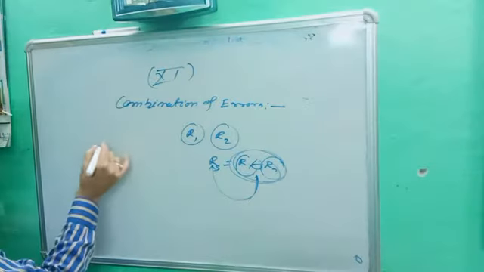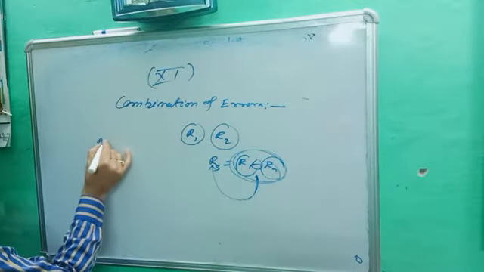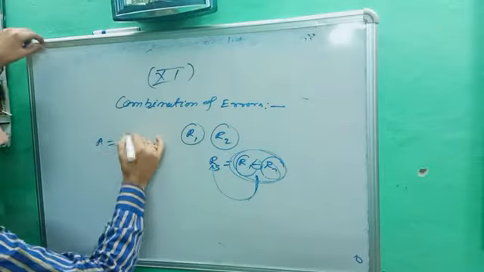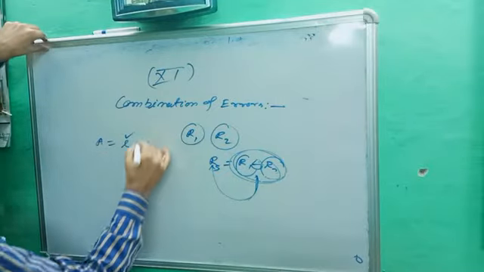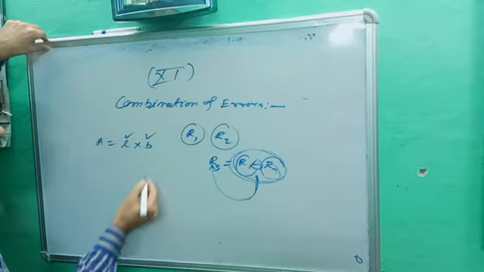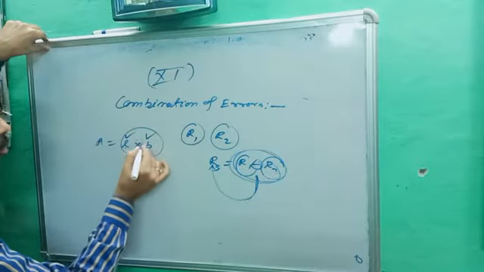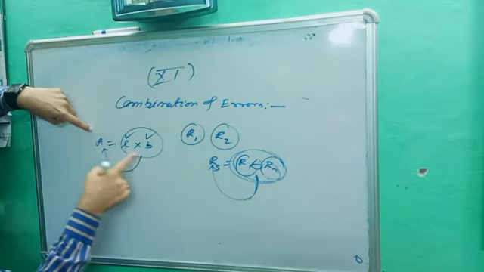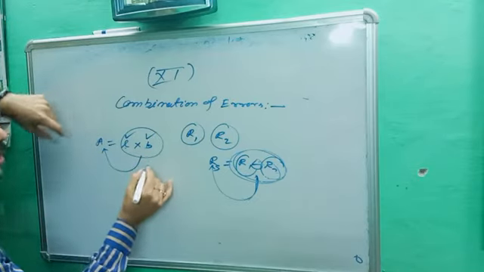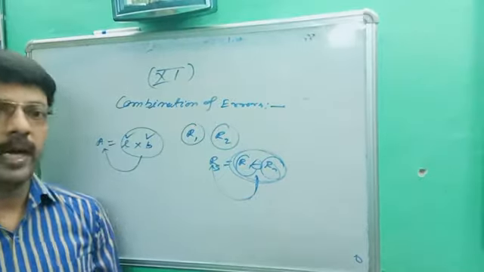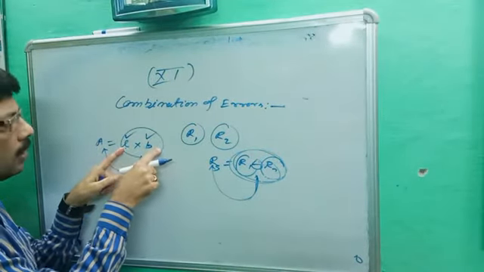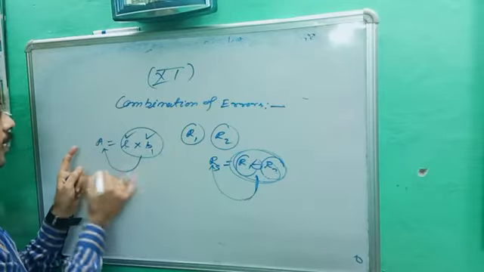Let's suppose you are given area. Area is equal to length into what? Width. If there is an error in length, there is an error in what? Width. So the combined effect of length into width will create the error in area. This is called combination of error in multiplication, because L multiplied by B.